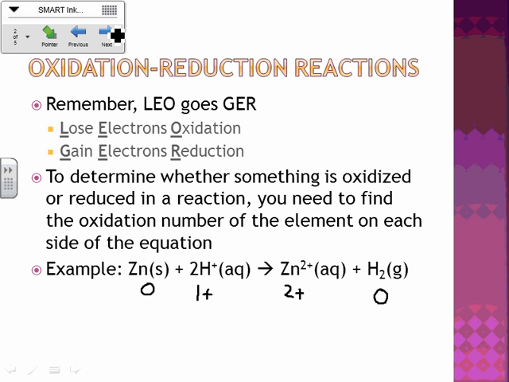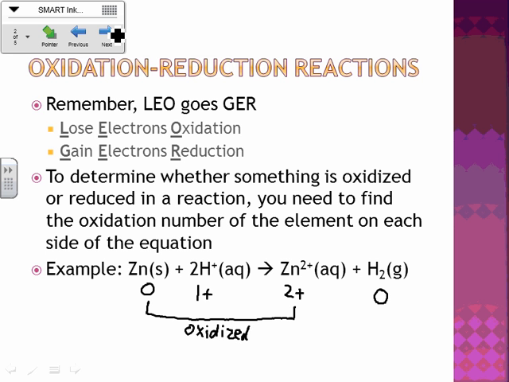So the zinc here, you can see it goes from a 0 to a 2+ charge, which means it is becoming more positive. Now electrons have a negative charge, so if something's becoming more positive, that must mean that it's losing electrons. So this is the oxidation. The zinc is getting oxidized.